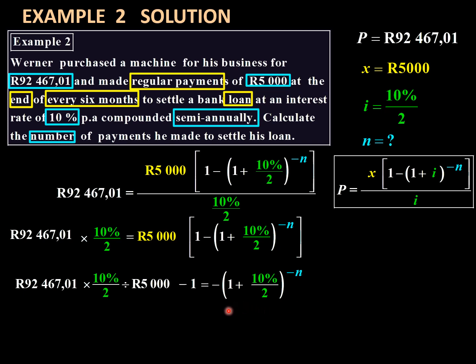Now let's pause here a little bit. This negative, if I want to get rid of this, what would this negative do with that negative 1? That's correct. The negative will make this a positive, and then I also need to have a negative there.